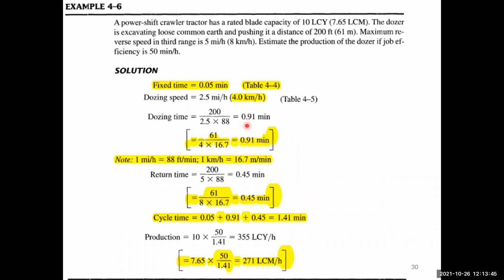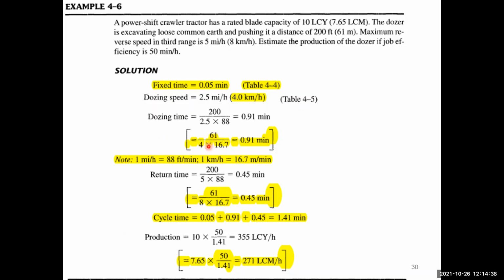Since the dozing distance is 61 meters and the dozing speed is 4 kilometers per hour, we take 61 meters divided by 4 kilometers per hour. This will be the dozing time in hours. This 16.7 is the factor we are using to convert the units. For example, the distance we have in terms of meters, the speed we have in terms of kilometers per hour, and we want the answer in minutes. So if you do all those calculations over here, we will have to divide by 16.7 to get minutes.